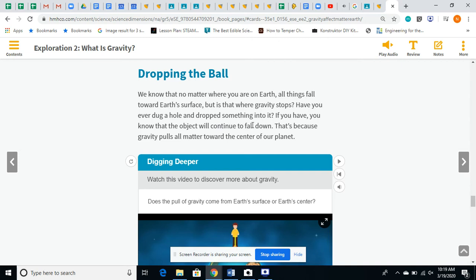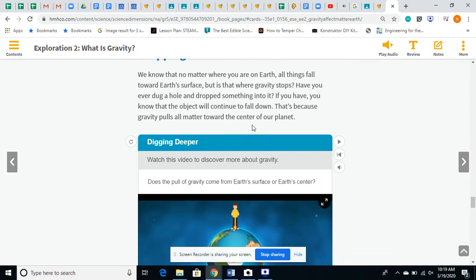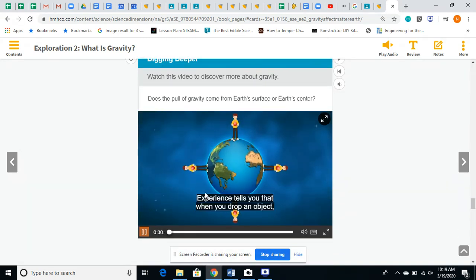So dropping the ball, we know that no matter where you are on Earth, all things fall towards Earth's surface. But is that where gravity stops? Have you ever dug a hole and dropped something into it? If you have, you know the object will continue to fall down. That's because gravity pulls all matter towards the center of our planet. So as you can see here, everything gets pulled towards Earth. Here, here, here, and here. And this is a really weird drawing because we're not this big.